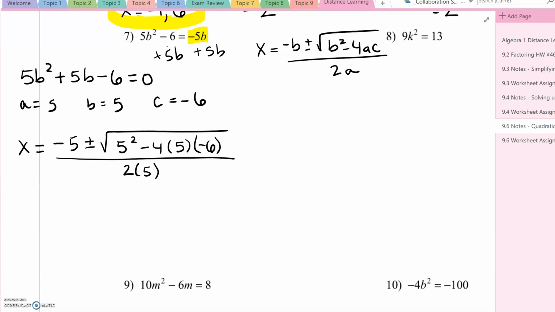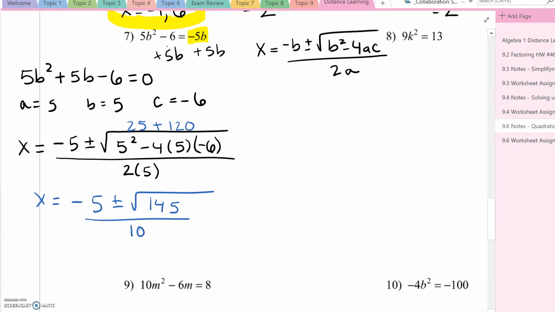Okay, remember what our first step is. Our first step is to simplify the square root because it's like an exponent. So 5 squared is 25. Negative 4 times 5 is negative 20. Negative 20 times negative 6 is positive 120. It's like 2 times 6 is 12, 20 times 6 is 120. Okay, so we get x equals negative 5 plus or minus the square root of 145 all over 10.